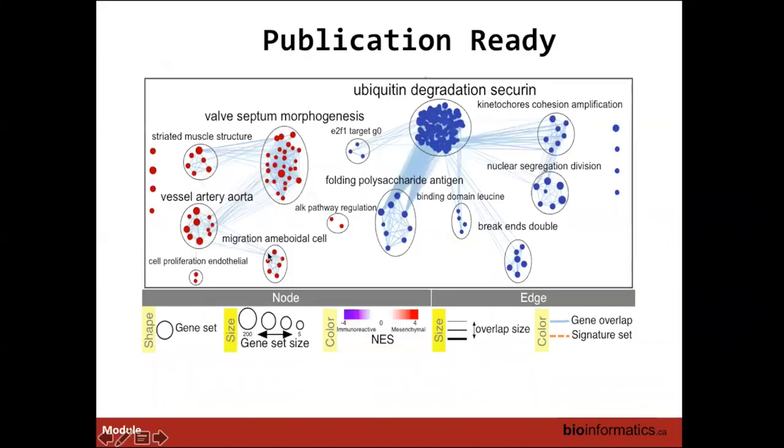So this is a map that we call publication ready. We have annotated our clusters. We made sure that the clusters do not overlap. And then we removed the labels of the pathways using an option called publication ready. And when we make a figure, we manually add a legend to notify what the nodes and edges are.